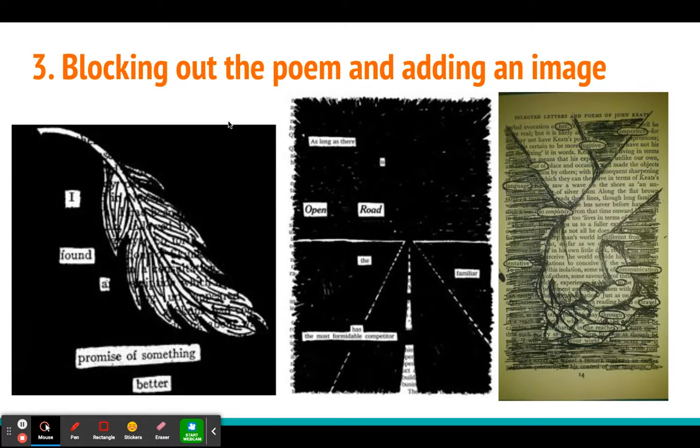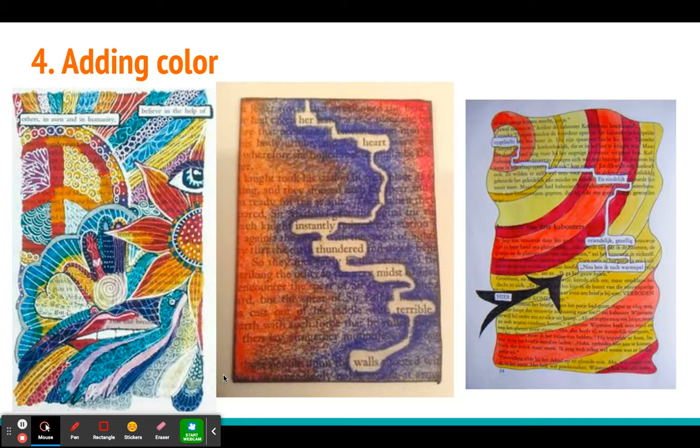The third way to do a blackout poem is to add an image. Now, the image that you have, you want it to emphasize your poem. So this one says, as long as there is open road, the familiar has the most formidable competitor. So basically that means whenever you get out on the road and you find something that is not familiar, then that familiar thing, it's got the competitor of the open road. I don't know if that makes sense, but it makes sense to me. So you would create an image on the page, and just make sure that you can really see your poem really well. The last style is adding color, and I love this one.